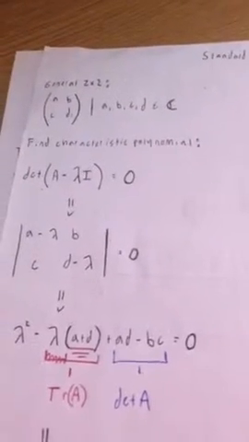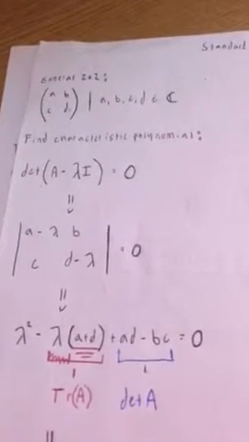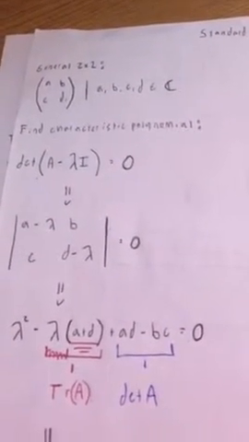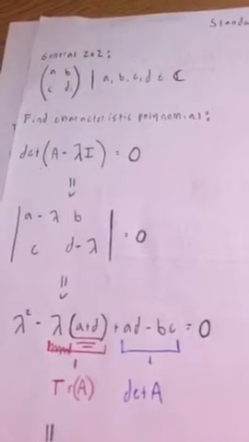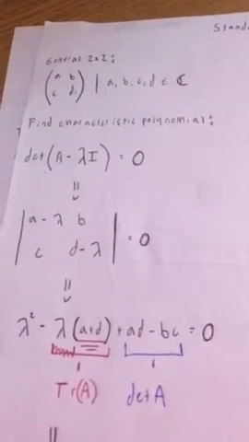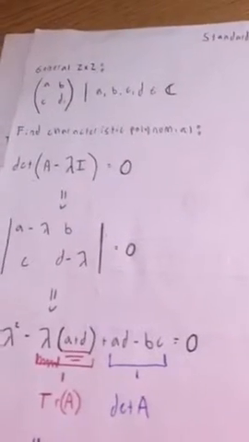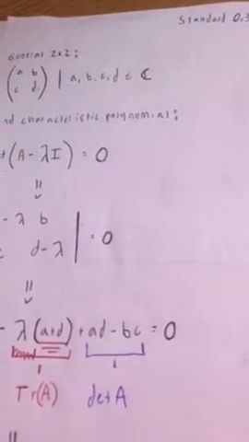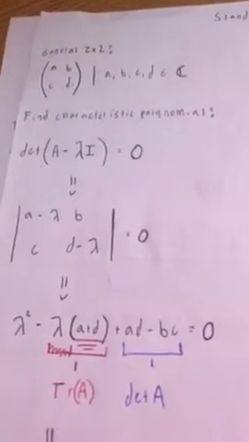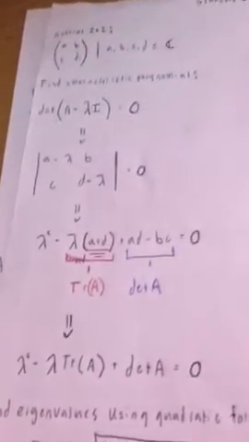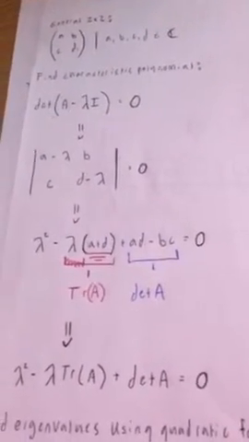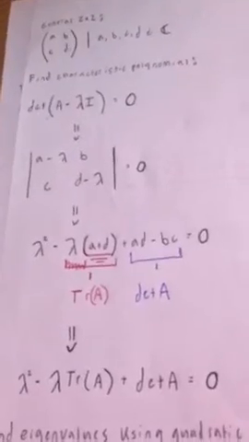So I've pointed out some suggestive terms in this equation. Those are the A plus D term, which happens to be the trace of A, and the AD minus BC term, which happens to be the determinant of A. So let's just go ahead and substitute those in. And this is actually pretty much the key step. Noticing that is the key step in this proof.